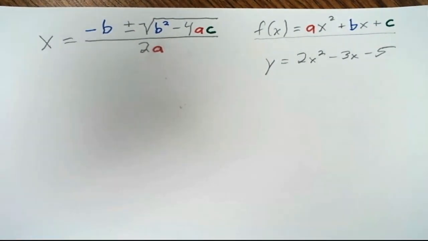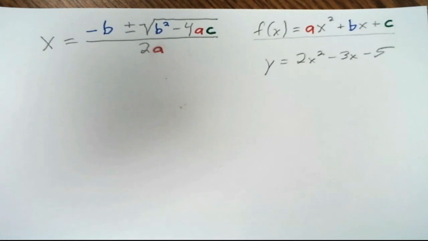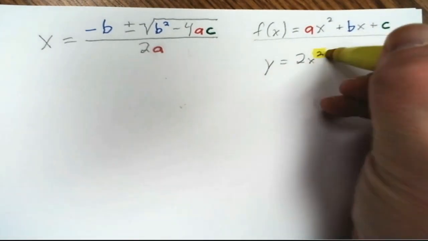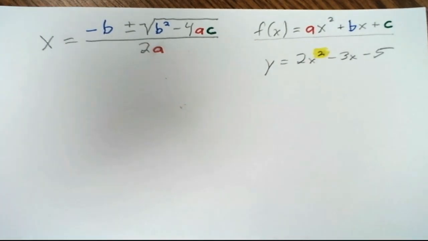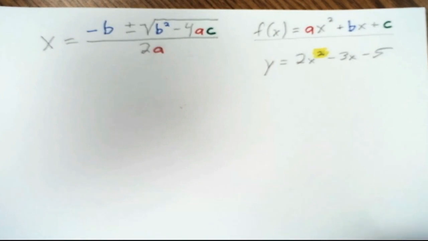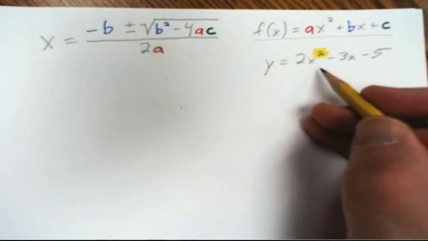Now, how many solutions does this have? Put that in the chat. How many solutions are we expecting? All right, very good, Emery. That's right. 2 solutions, because remember the fundamental theorem of algebra says whatever the highest exponent is, that's how many solutions it has. The highest exponent is 2. We're going to have 2 solutions with a quadratic equation.